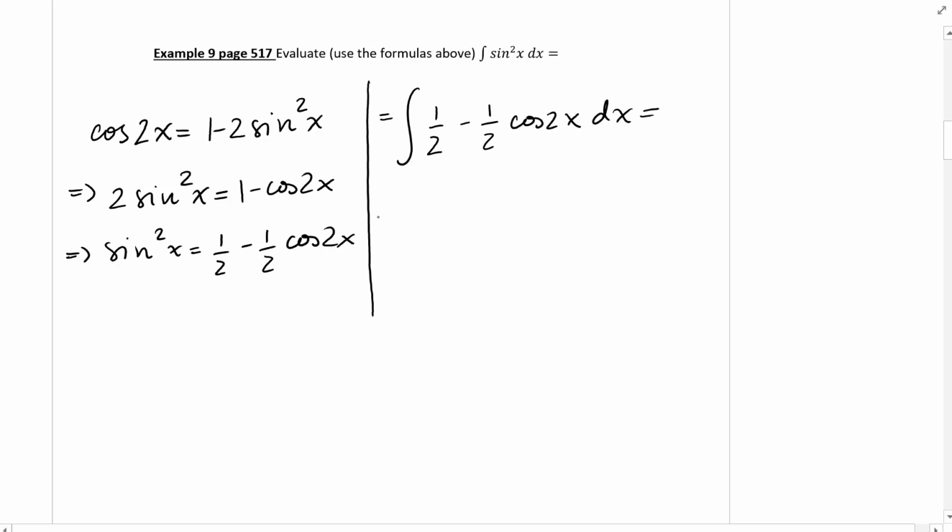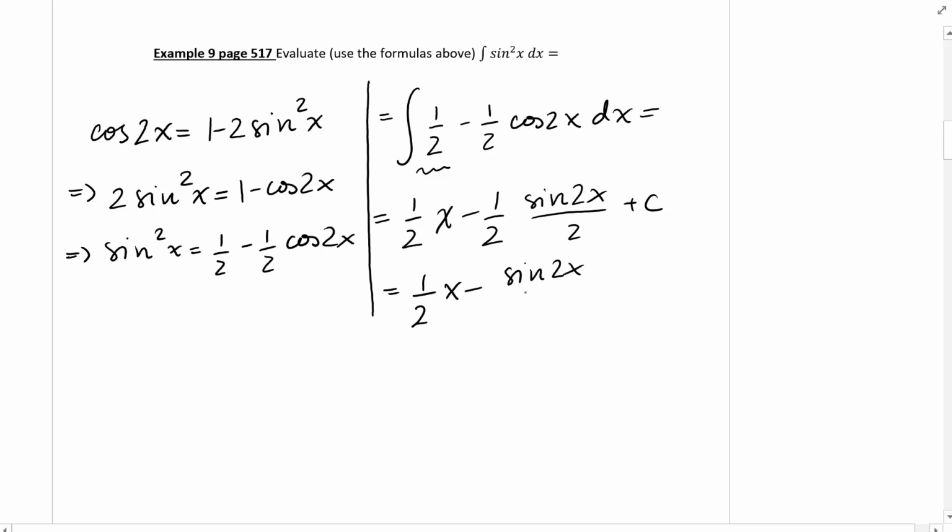We separate it into two integrals and we get 1 over 2 times the integral of dx, so that's x, minus 1 over 2 times the integral of cosine of 2x, which is sine of 2x over 2, plus c because it's an indefinite integral. So 1 over 2 x minus sine of 2x over 4 plus c. This would be the answer.